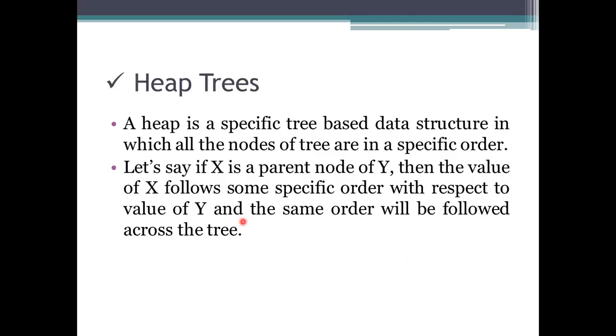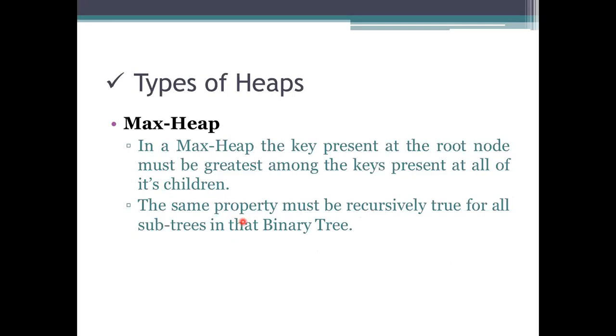Okay, and coming to the next one, which is heap trees. The heap tree is a data structure representation that follows a specific order. We have two types of heaps here, the max heap and the min heap. In a max heap, each root, including every subtree's root, is the greatest among the keys represented as its children. So in a max heap, the root node will be greater than the child nodes.